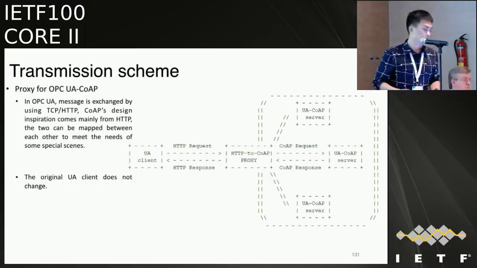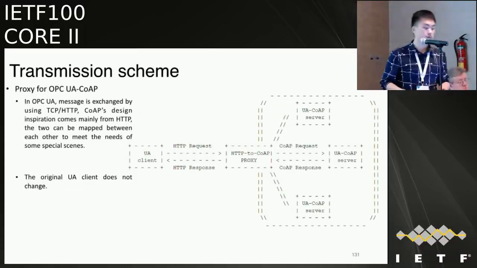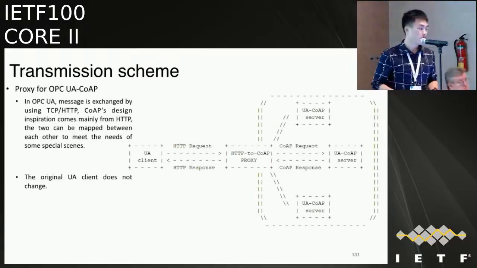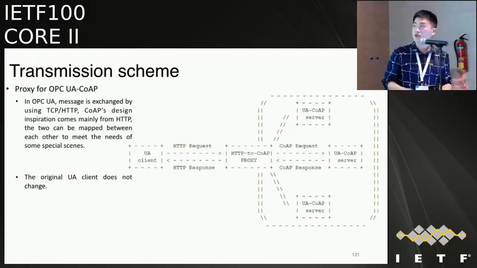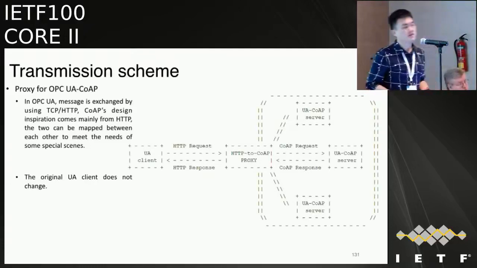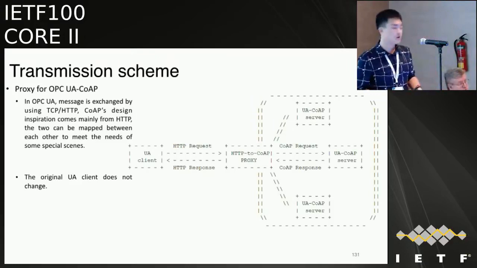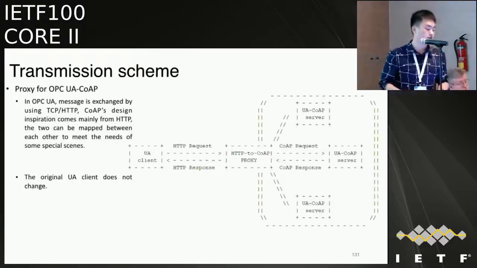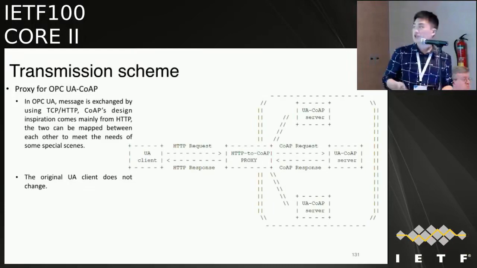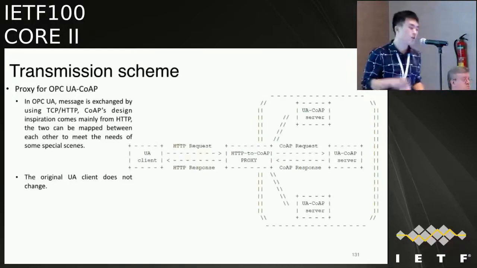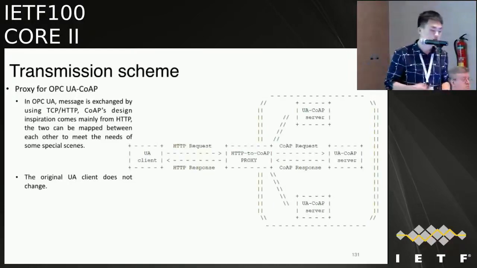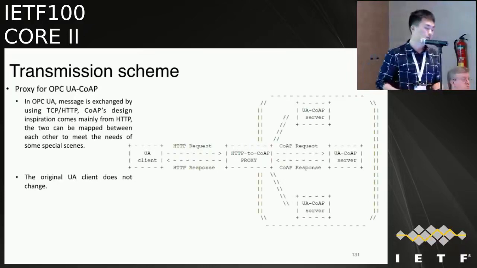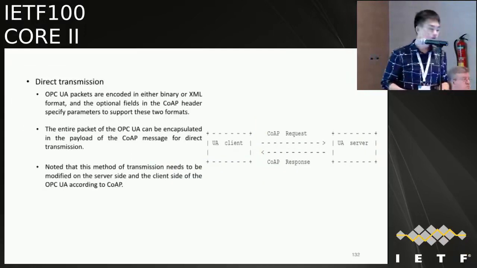We designed 3 transmission schemes. First is proxy for OPC UA to CoAP. In OPC UA, messages are exchanged using HTTP or TCP. CoAP's design inspiration comes from HTTP. The two can be mapped between each other to meet some special scenarios. So we put an HTTP to CoAP proxy as the boundary of the network to transform HTTP requests to CoAP requests. The original UA client does not need to change.